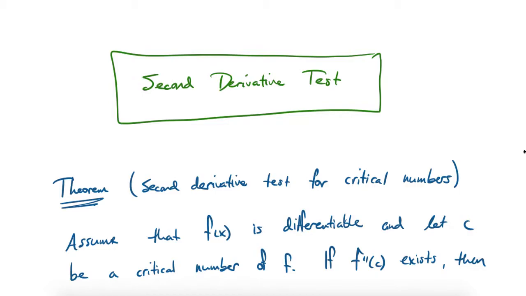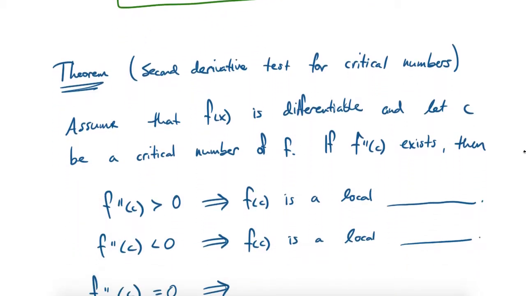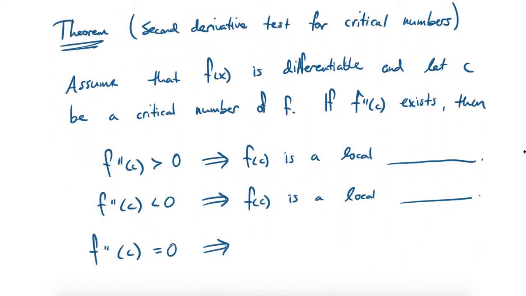Assume that f of x is differentiable and let c be a critical number. If the second derivative exists, which by the way is no guarantee, because remember critical numbers are a first derivative feature, right? A first derivative phenomenon. Then if the second derivative is positive, that tells you something about whether the critical number goes with a local max or a min. If the second derivative is negative, that tells you something about whether the critical number goes with a max or a min. And then we also have to consider, what if the critical number also makes the second derivative equal to 0? So we'll get to that in just a second.